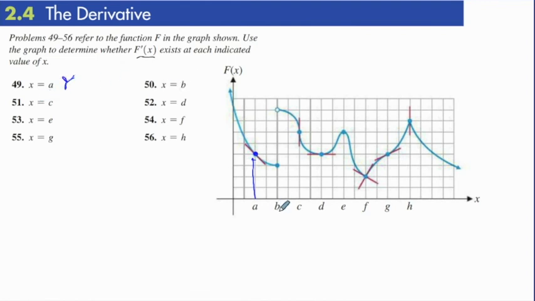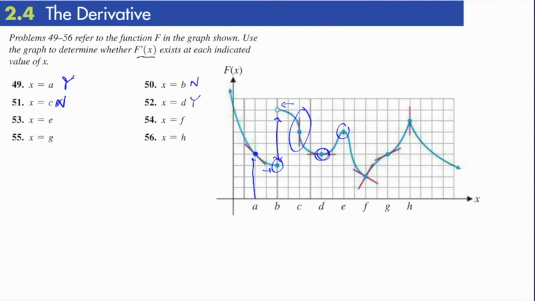At number 50, x equals b, we see that the tangent line does not exist at this point because the left limit and the right limit, even though they're equal, we have a discontinuity at this point. So the derivative does not exist at x equals b, so we say no. Number 51, x equals c, we have a vertical tangent line, so the slope is undefined for the tangent line, so we say no. At d, the slope is 0, there's a smooth transition from left to right, and the point exists, so the function is continuous, so we say yes, the derivative exists there.